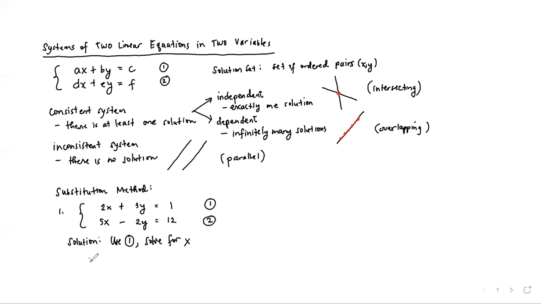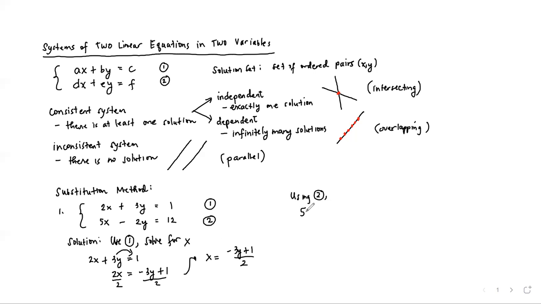So in equation number 1, we have 2 times x plus 3 times y equals 1. If we solve for x, we're going to transpose 3 times y to the other side. So we get 2x is equal to negative 3 times y plus 1. And then we divide both sides by 2. Then this will give us x is equal to (negative 3y plus 1) over 2. Now, this expression must be substituted into the other equation. So our other equation here would be equation number 2. Using equation number 2, we substitute this (negative 3y plus 1) over 2 for every occurrence of x.